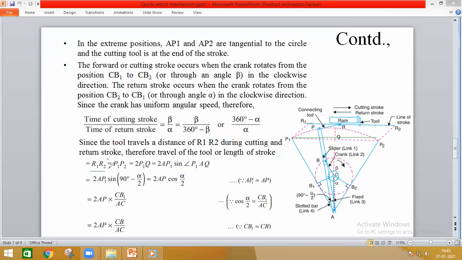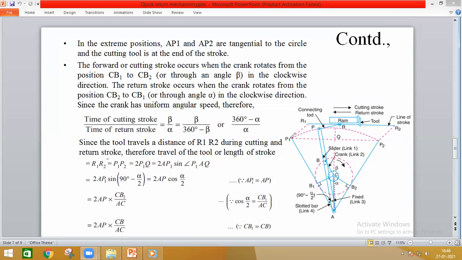So R1 R2 is equal to P1 P2, and you can see this line AC is always perpendicular to the stroke length R1 R2. So this can be written as 2P1Q, because P1 P2 is the straight line and Q is the median. So Q bisects the line P1 P2. So P1Q is equal to QP2, so we can write 2P1Q is equal to 2AP1 sine angle P1AQ.